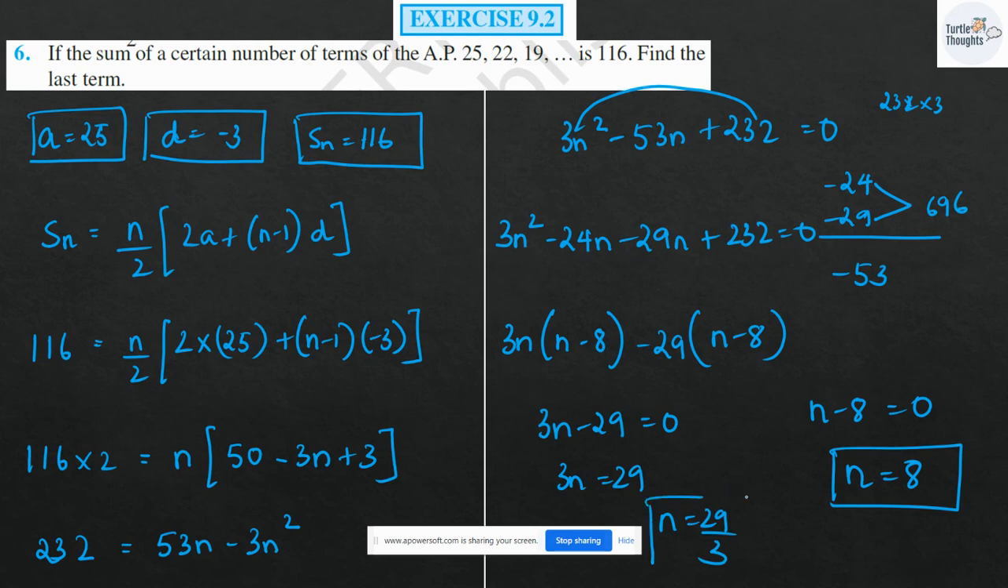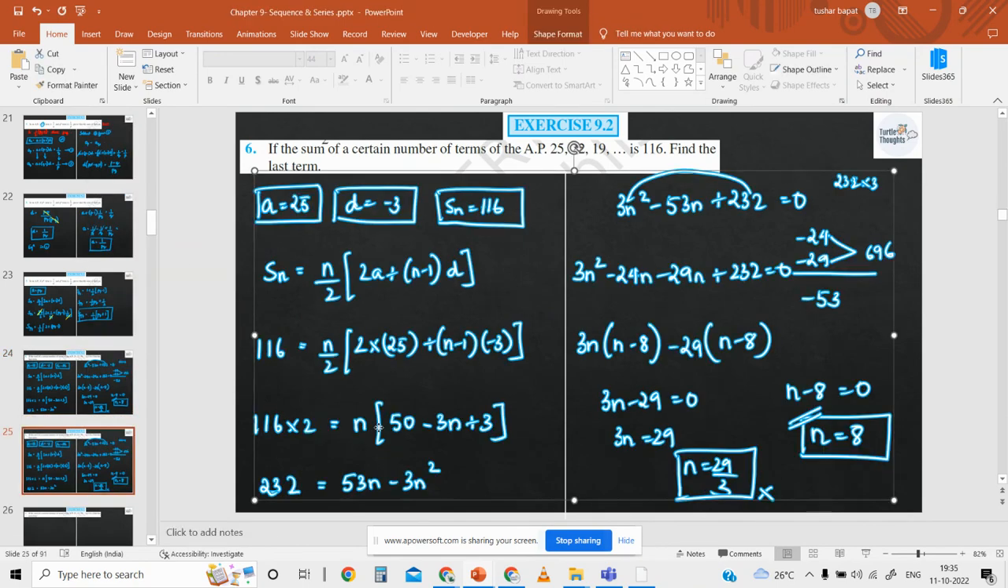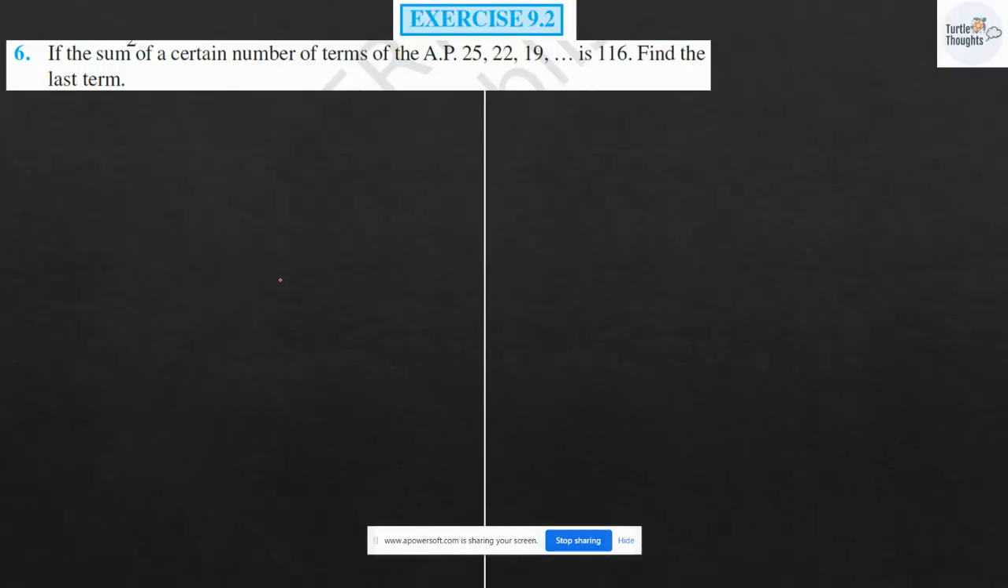Right? So should I be considering this? I should not be considering this, because n is a natural number and 29 divided by 3 is not a natural number. So what will be your value of n? You should be considering n equal to 8. This is the value you should be considering. Next, we will substitute the same to find out the final answer. So we have found out that n is equal to 8.